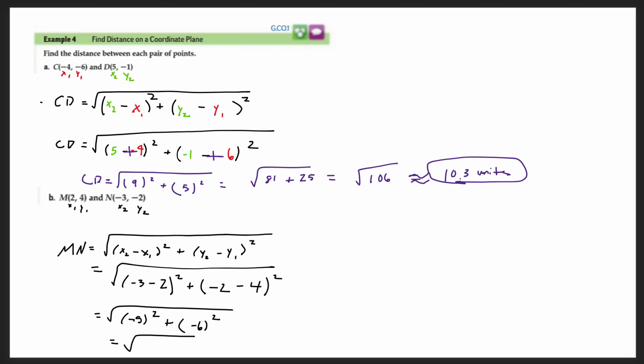Negative 5 squared. Remember, a negative times a negative is a positive, so it is positive 25, plus positive 36. 25 plus 36 is 61. So it's the square root of 61, which approximately equals 7.8 units.